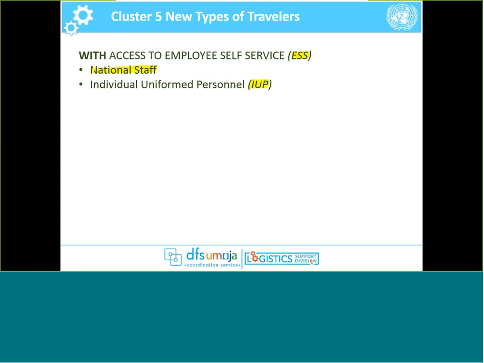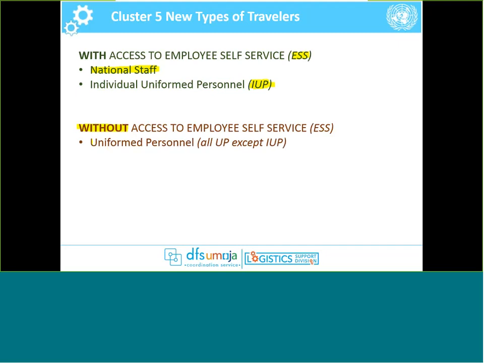We are allowing national staff to raise their own travel request, and the same thing for individual uniform personnel. So these two traveler types have access to the portal to raise their own travel requests. Then we have other traveler types that, even though we are going to manage their travel requests in Umoja, will not be able to raise travel requests by themselves. So all their travel requests will be done by the travel administrator roles, because these traveler types don't have access to the portal. And which are these traveler types?